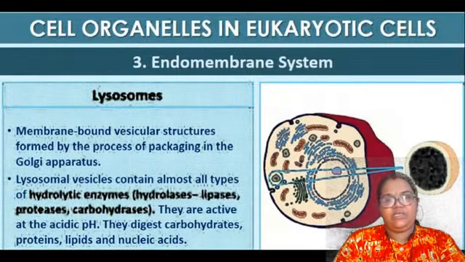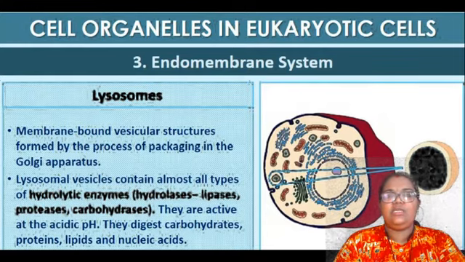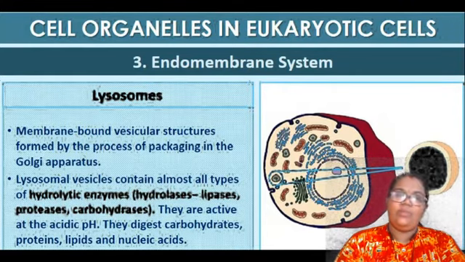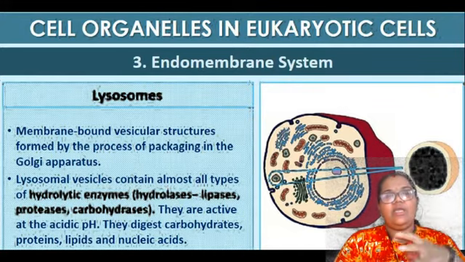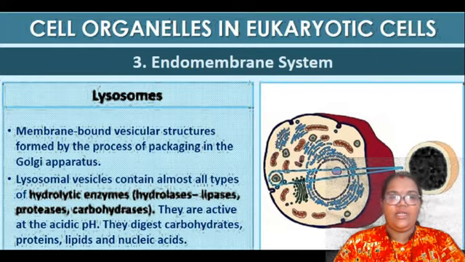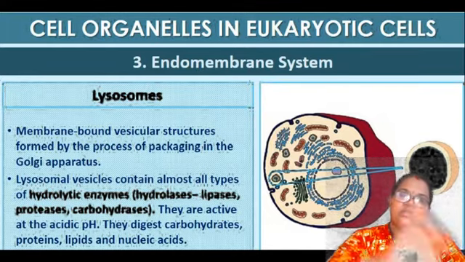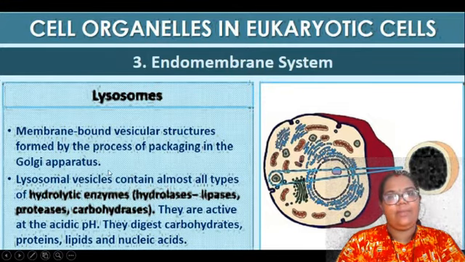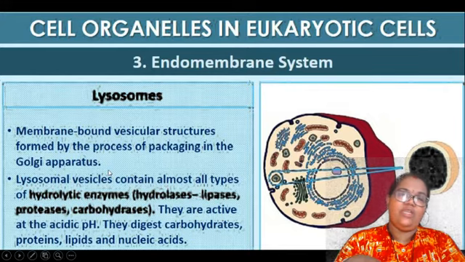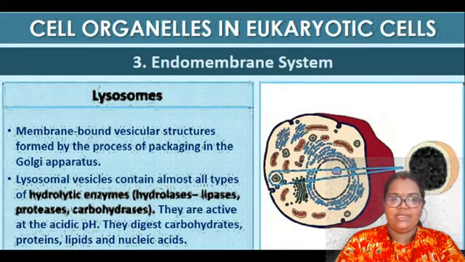The next part of the endomembrane system that we are going to learn about is the lysosome. It is also a membrane-bound vesicular structure. Inside there are lytic enzymes. It is produced from the Golgi apparatus itself, a membrane-bound vesicular structure formed by the process of packaging in the Golgi apparatus. So lysosomes are made from the Golgi apparatus itself.